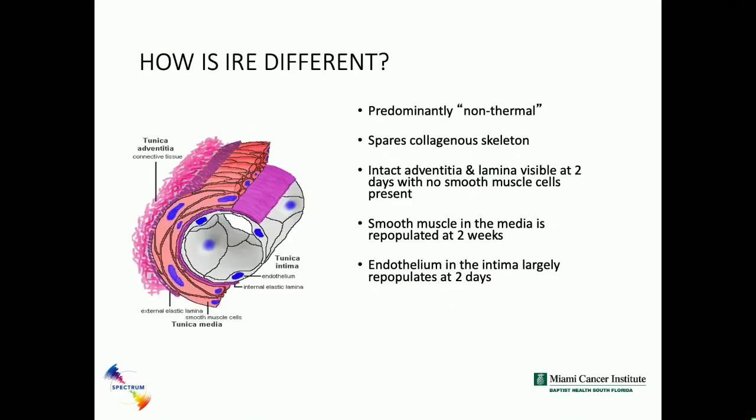So why is this technology different? We talked about this being predominantly non-thermal, so it spares the collagenous skeleton of the blood vessels. Animal studies have shown that there is damage to the intima, media, and adventitia of the blood vessels, but these cells quickly repopulate. Since the inner collagenous skeleton is preserved, we're able to see preservation of the blood flow. You saw that on the initial image of Dr. Thompson's case, and I'm going to show you some more cases.